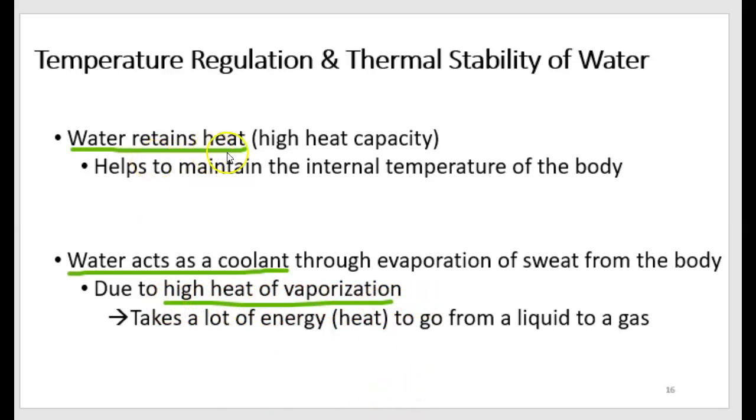So, water can retain heat that maintains our internal body temperature. But if our body temperature gets too high, water can break apart or vaporize, and the heat will be lost. The heat will go from being stored in the liquid water to a gas.